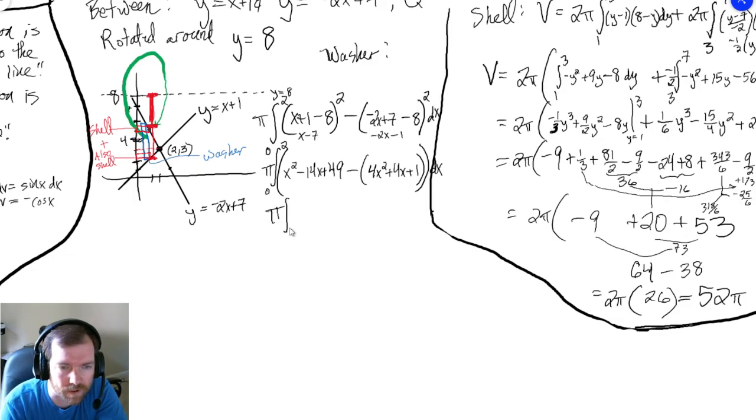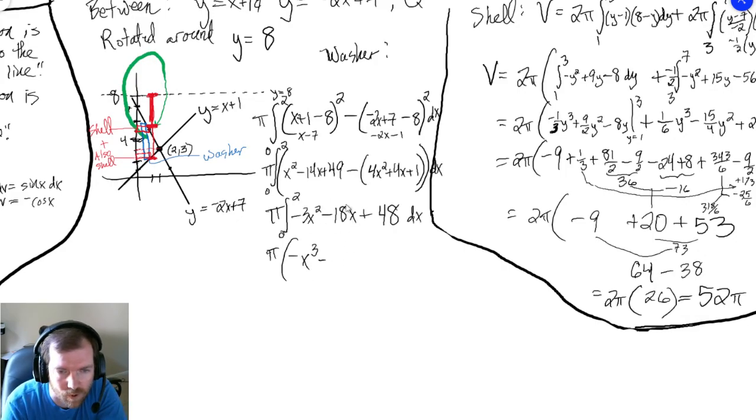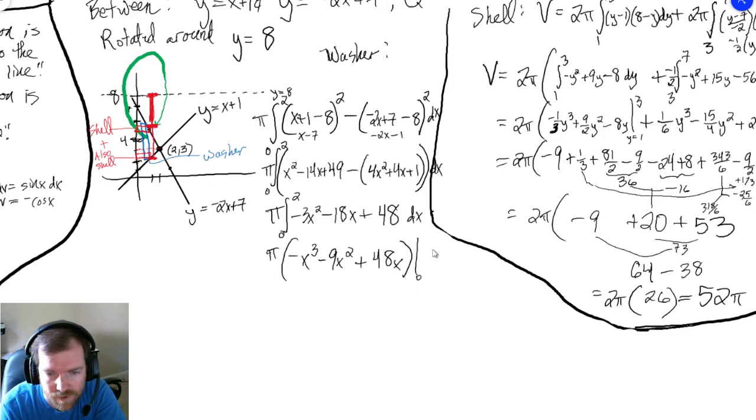All right, pi integral 0 to 2, combine like terms. This is going to be a negative 3x squared minus 4 minus 14, negative 18x plus 49 minus 1 is going to be 48 dx. Pi times the quantity. This is going to be a negative 1/3 x to the third, is just going to be x to the third, minus 1/2 of 18, which is 9x squared, plus 48x. Evaluated from 0 to 2.